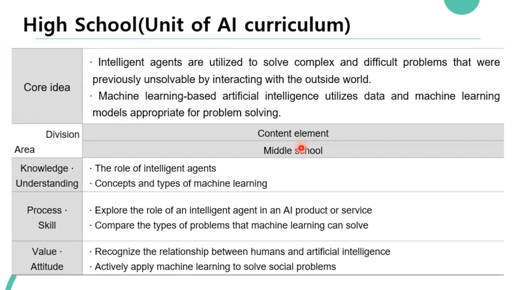As previously mentioned, the high school informatics subject includes five areas, and the AI unit is presented in this table. Students can learn how to apply the machine learning they learned in middle school, so they expand to real world problems. Indeed, since this educational curriculum was changed, we are also eager to see what content will be included in the textbook.